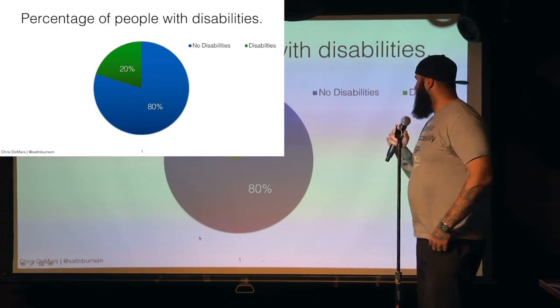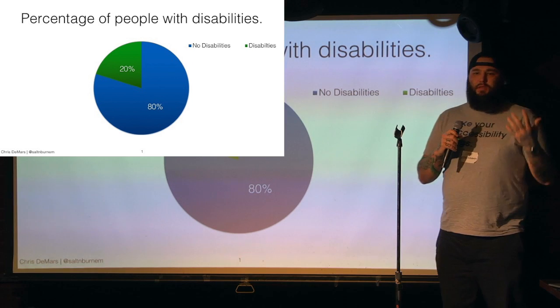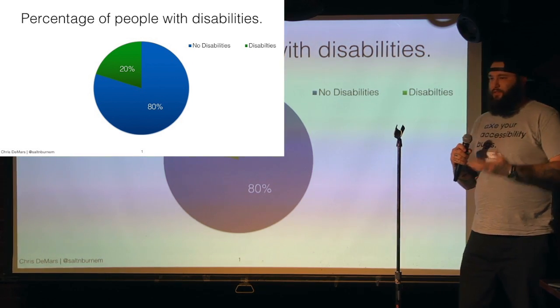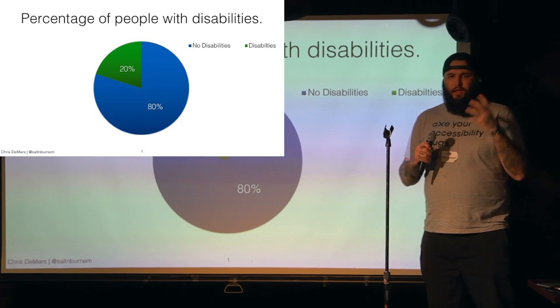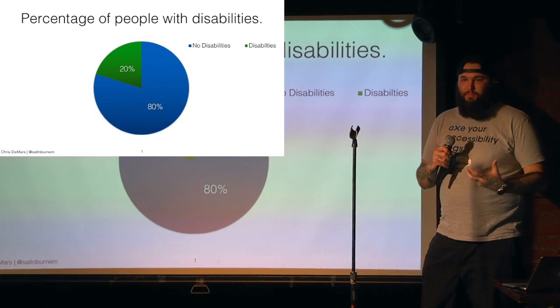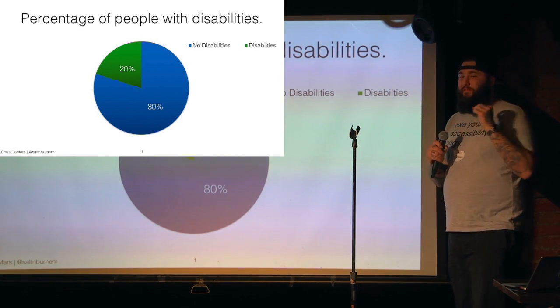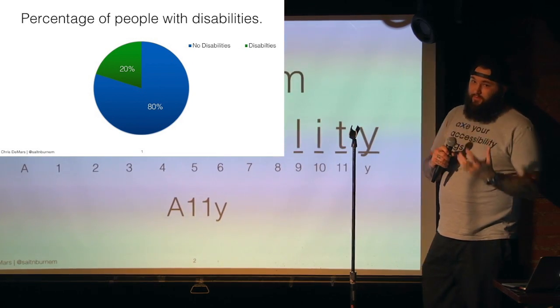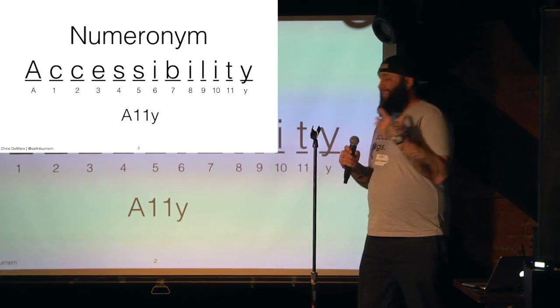All right, let's get right into it. 20% of people in the world have disabilities. Now you might be thinking, Chris, 20%, that's not a big number. When you think about it though, 7 billion people on Earth, that means 1.4 billion of them have a disability. So that's a lot of people.